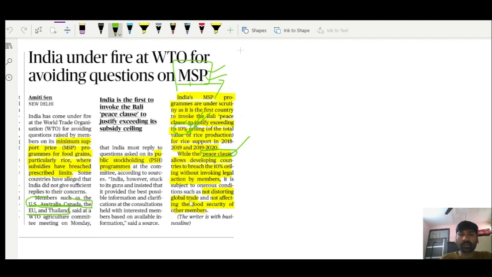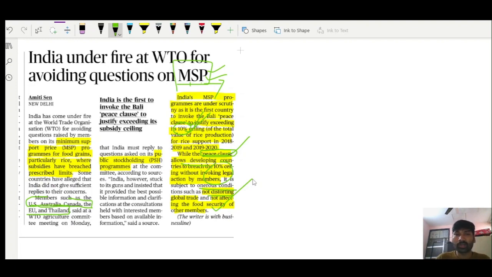Now this peace clause started after the Bali meeting. So this peace clause was upheld during the Bali summit. So remember, understand, the peace clause allows developing countries to breach the 10% ceiling without invoking legal action by members, right? So this is not distorting, and it is subject to the following conditions. One is it should not distort global trade and not affect the food security of other members. Okay, it is subject to food security and also subject to distortion of global trade.